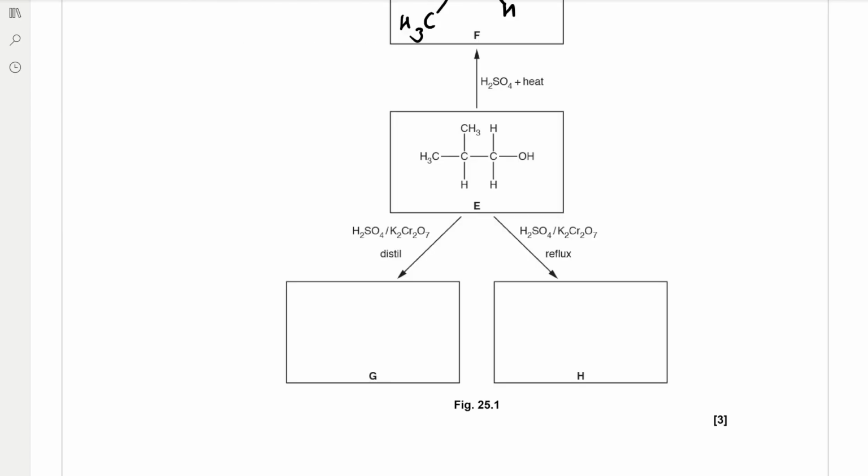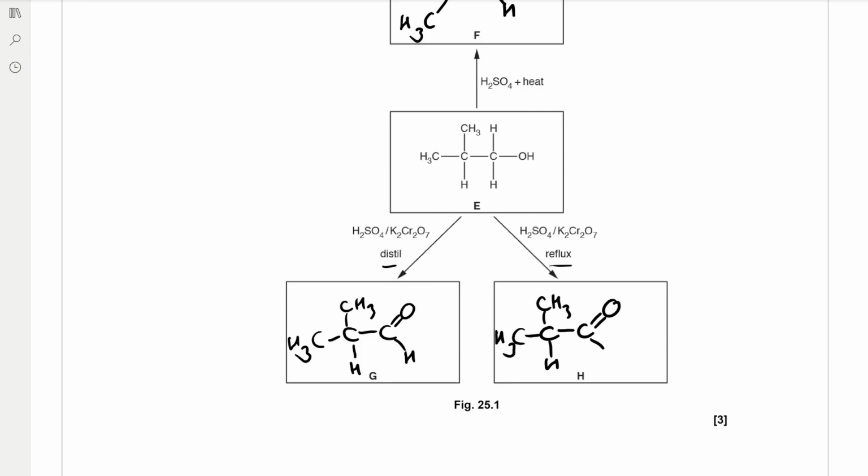And then with acidified potassium dichromate, we have distilled and refluxed. So when we're distilling a primary alcohol, we form an aldehyde because only partial oxidation occurs. When we distill it, we remove it from the reaction mixture and the aldehyde is formed on its own. So further oxidation of the aldehyde doesn't form a carboxylic acid. And then when we reflux it, we're going to form a carboxylic acid because full oxidation is allowed to occur.